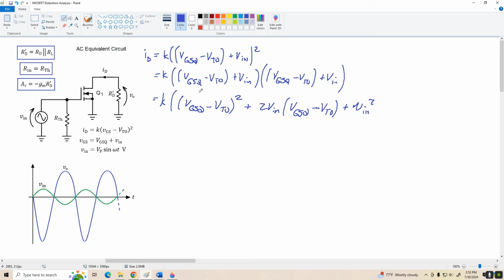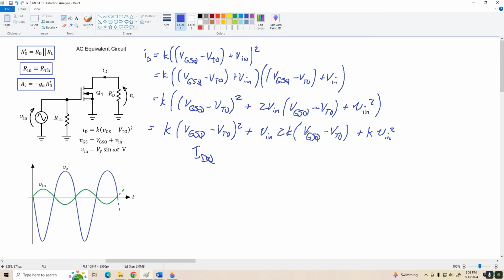All right, now let's distribute the K through here. And that gives us K times (VGSQ minus VTO) squared plus Vin times 2K(VGSQ minus VTO) plus K times Vin squared. All right, now this looks pretty messy and ugly, and you might be thinking, well, where are we going from here? But there are a couple things to notice. Number one, K times (VGSQ minus VTO) squared is just IDQ.